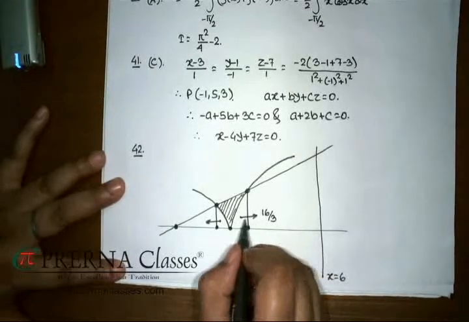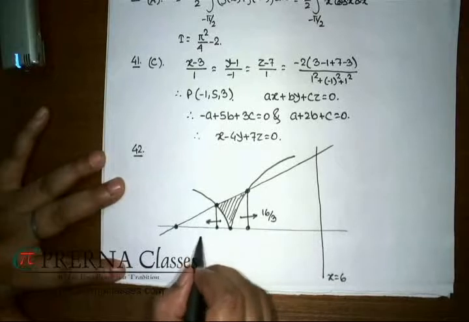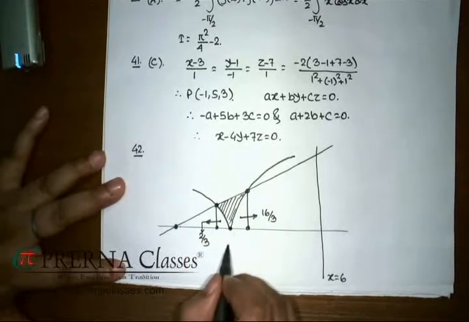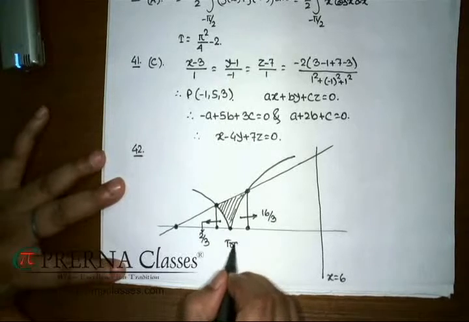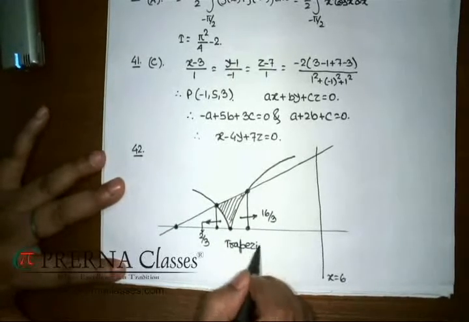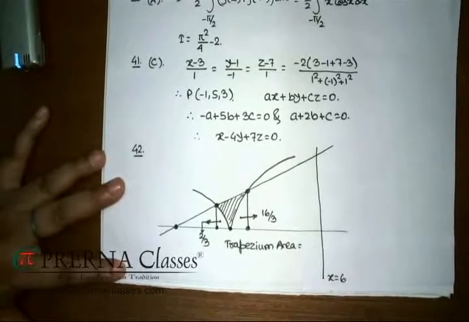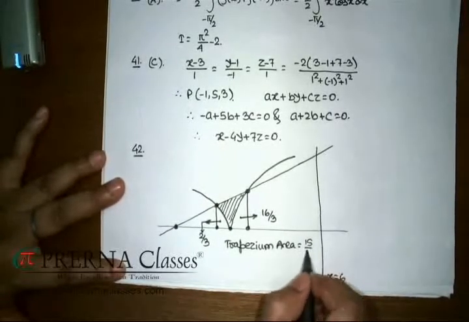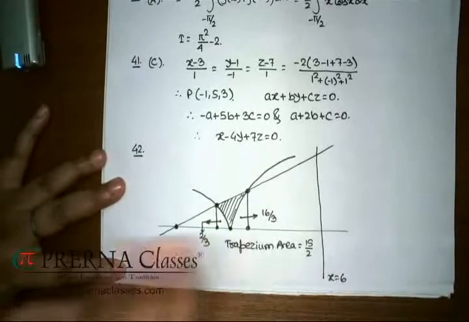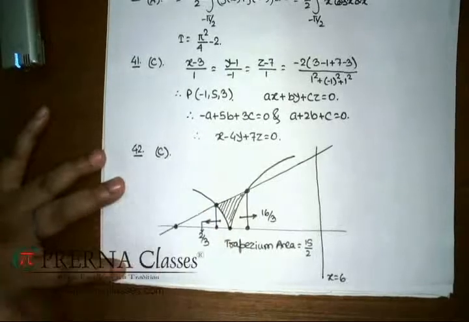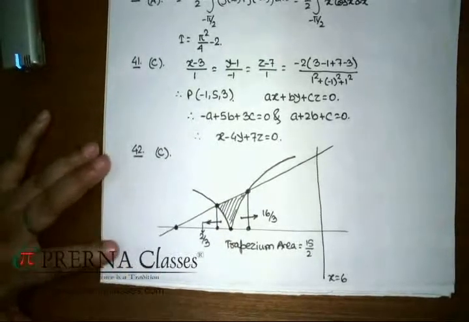These shaded areas, you can verify it. This quantity is going to be 16 by 3 square unit, and this quantity is going to be 2 by 3 square unit, and the total trapezium area is going to be equal to 15 by 2. Subtracting the sum of these two quantities from this would give you 3 by 2, which is option C in that problem.